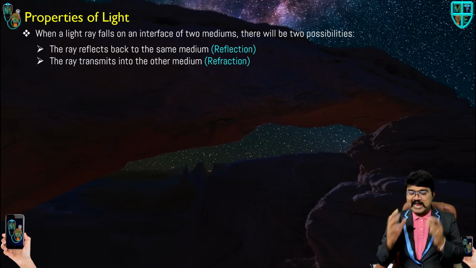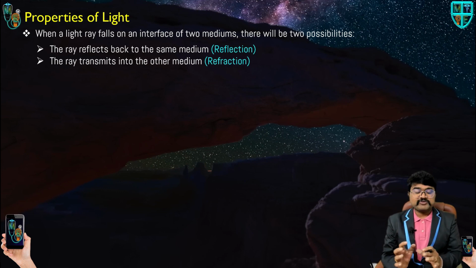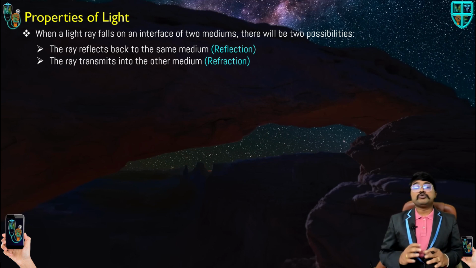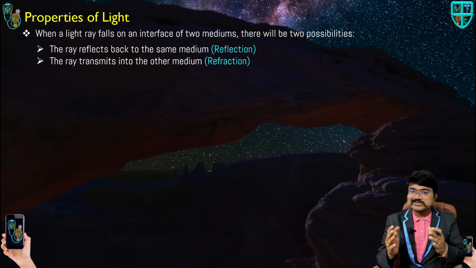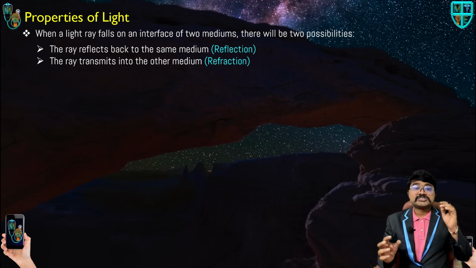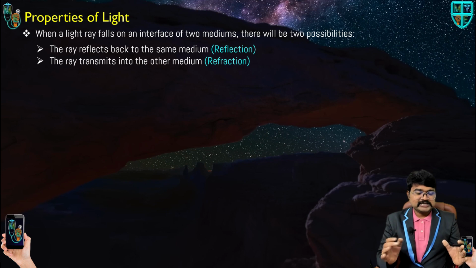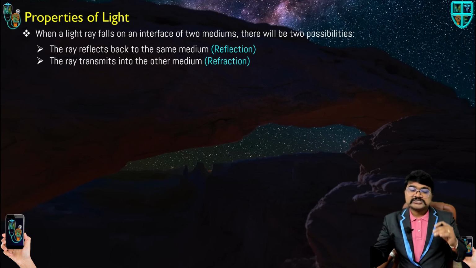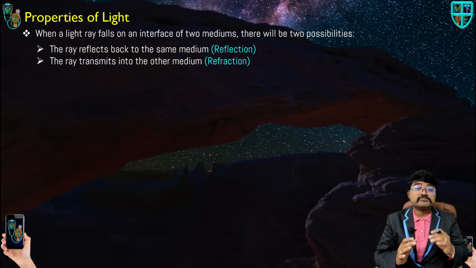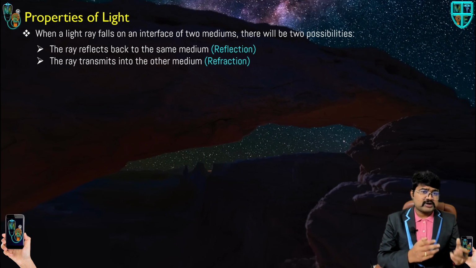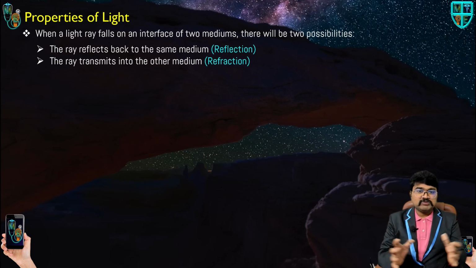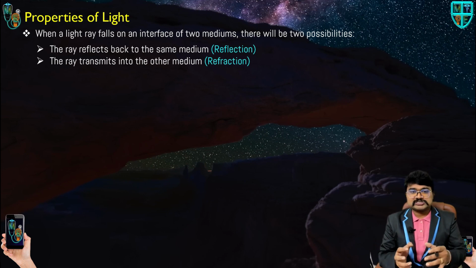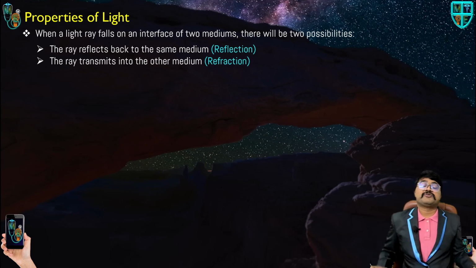See here, when the light ray falls on the interface of two mediums, there will be two possibilities. We already discussed this part. When a light ray is incident on the surface, some amount of the incident ray is reflected from the surface, and some amount of light will be absorbed. That absorption process is nothing but refraction.